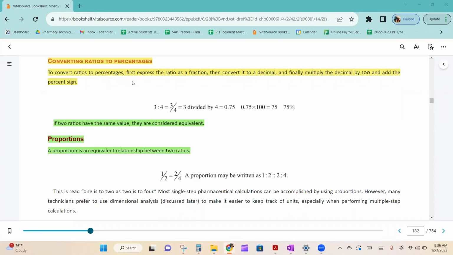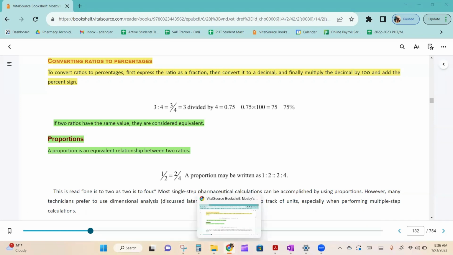To convert ratios to percentages, first express the ratio as a fraction, then convert it to a decimal, and finally multiply the decimal by 100 and add the percentage sign. So they have 3/4. Really, ratios are the same thing as fractions. They are the same thing. So 3 to 4 is the same as 3 over 4.